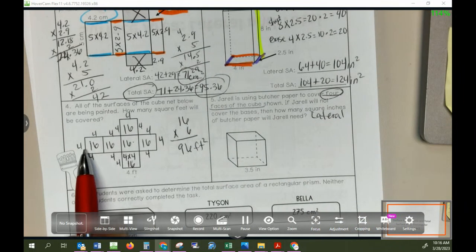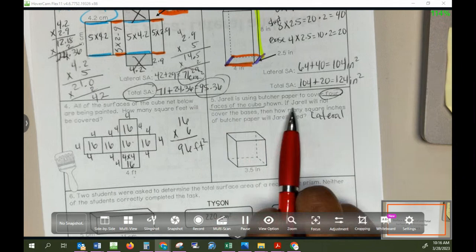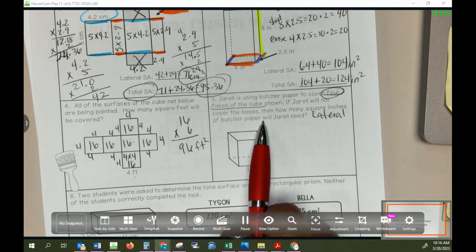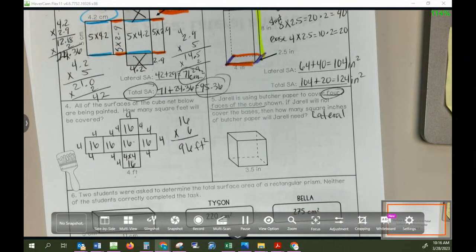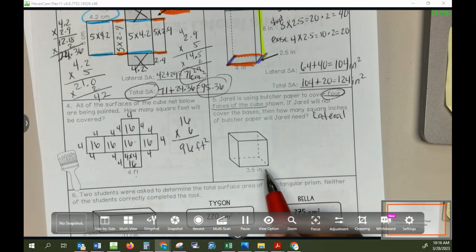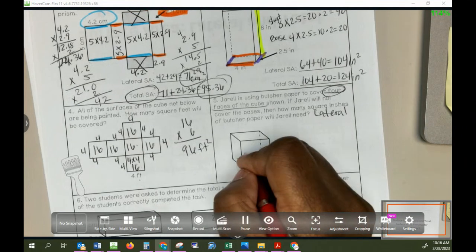So go back to this. How many are in lateral? How many faces? It's 4 faces, right? Okay, good to know. All right. If Jarrell will not cover the bases, then how many square inches of butcher paper will he need? So what do I need to know? How can I find the area of one of these spaces? What do I need to multiply? 3.5 times 3.5 times 4.